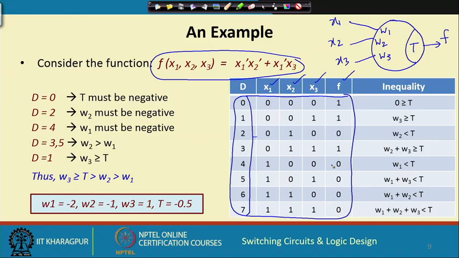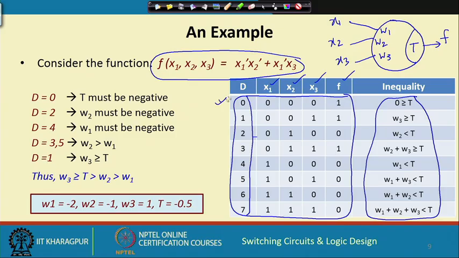Here W 1, 0, less than T, W 1 plus W 3, 0, less than T, W 1 plus W 2, 0, again less than T, and for all 1, it is 0. So, the sum also should be less than T. So, you see we have got 8 inequality constraints directly from the truth table. From here we have to solve for W 1, W 2, W 3. Well, there are ways of solution. I am showing you just intuitively how you can go about doing it.